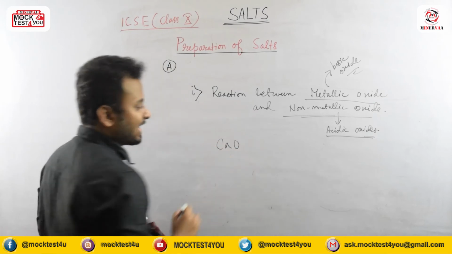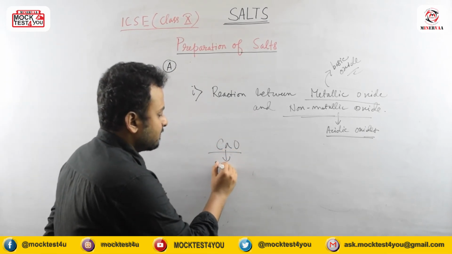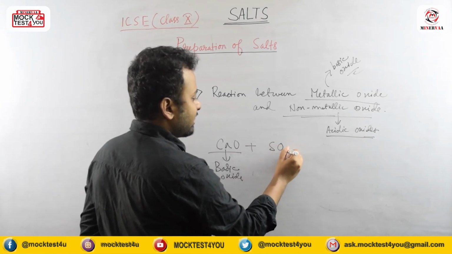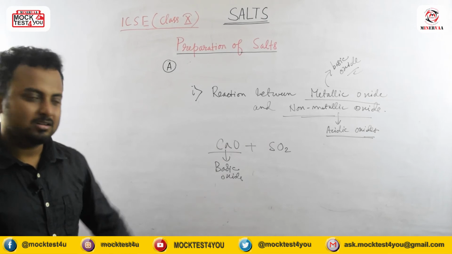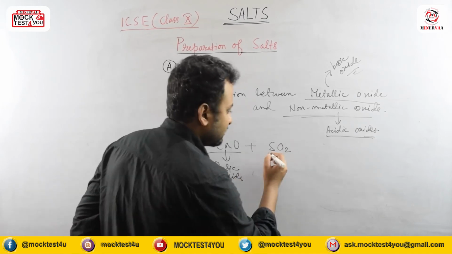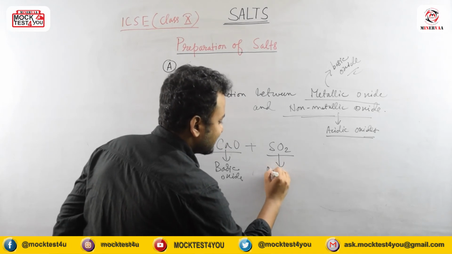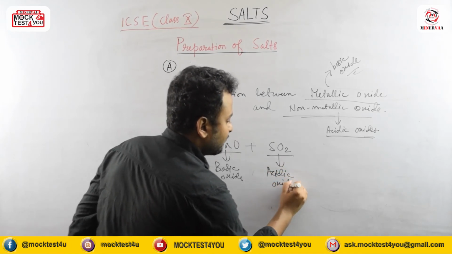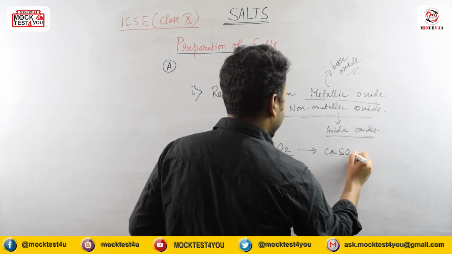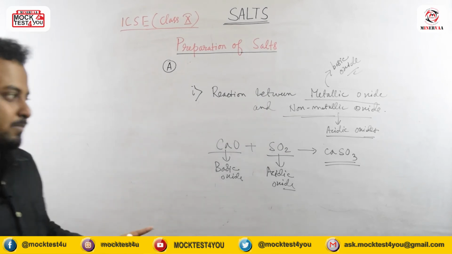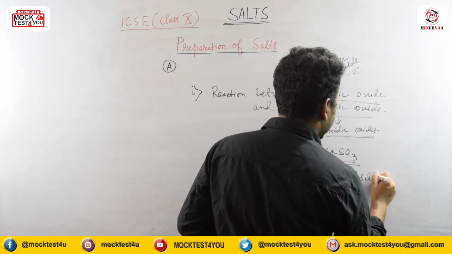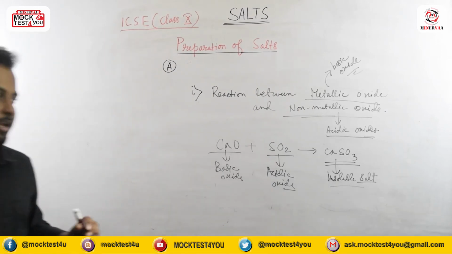Suppose CaO, calcium oxide, is a metallic oxide or basic oxide. It is reacting with sulfur dioxide. As we all know, it is responsible for acid rain. It's present in the atmosphere and mixing with water to produce sulfurous acid, which is falling as acid rain on earth and causing too much damage. So this is an acidic oxide. This basic oxide is reacting with acidic oxide to produce calcium sulfite, which is an insoluble salt. I already told you what an insoluble salt is: the salts which are not soluble in water.